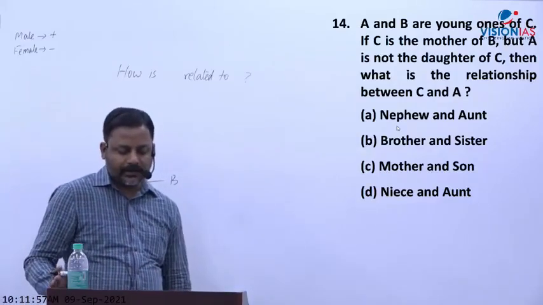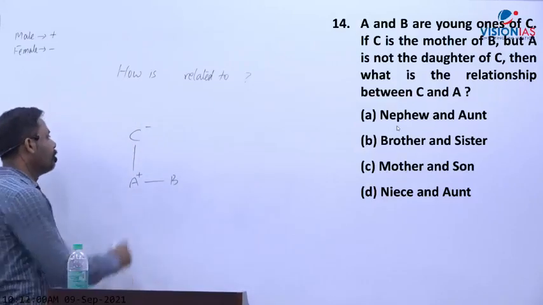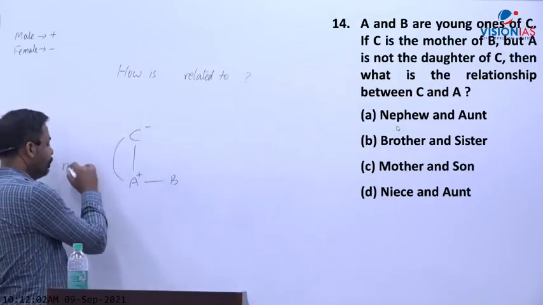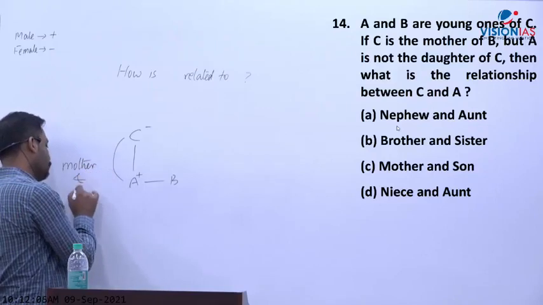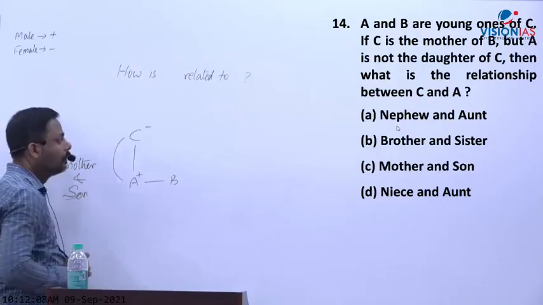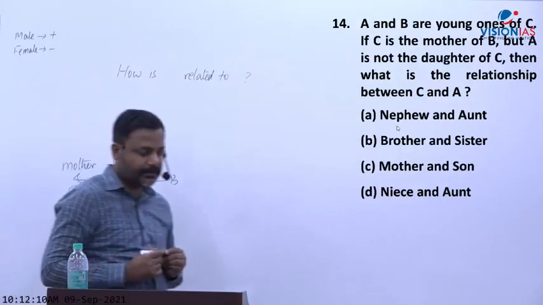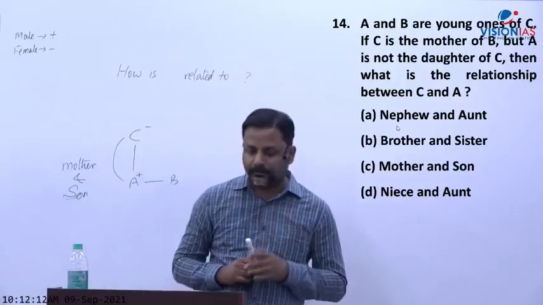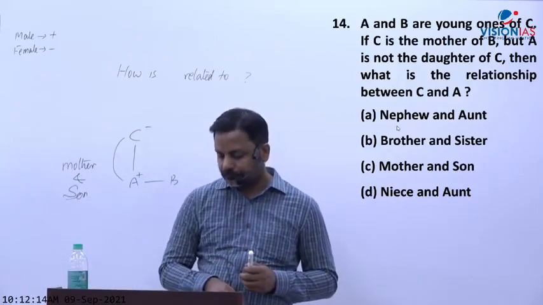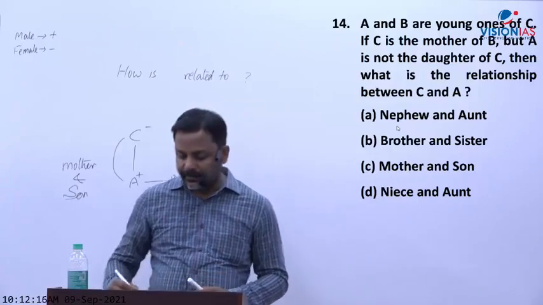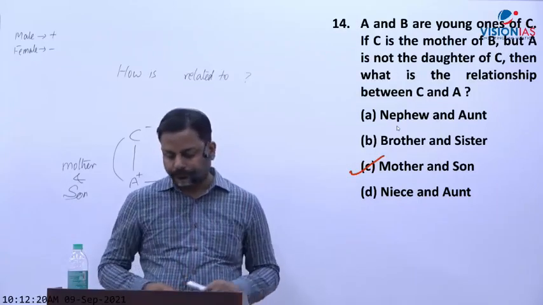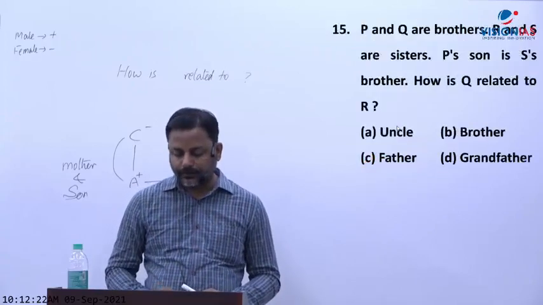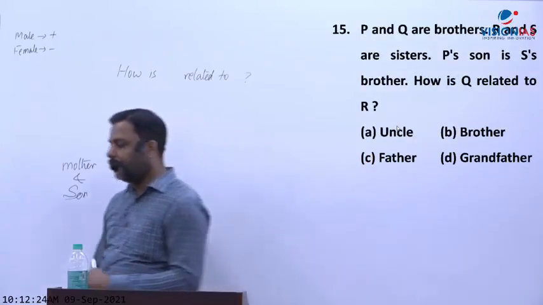So what is the relationship between C and A? The relationship between C and A is that of mother and son. So the right answer is option C, mother and son. Okay, now question number 15.